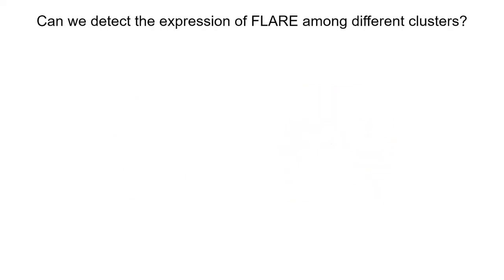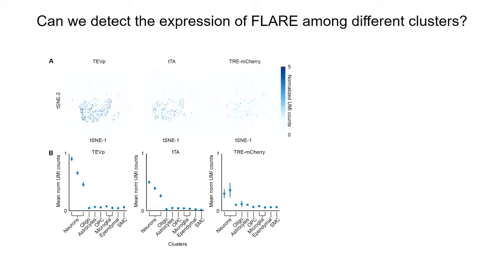And so first, we just want to do a sanity check. Are we able to even detect these exogenously introduced FLARE transcripts in our data? And so this is what that looks like. If you remember on the previous slide, the neuron clusters were right around here. And when we plot the expression of our FLARE components, so the TEV protease, the transcription factor that's tethered at the membrane, and then our reporter of neural activity, you can see that they're largely confined to the clusters that correspond to neurons.